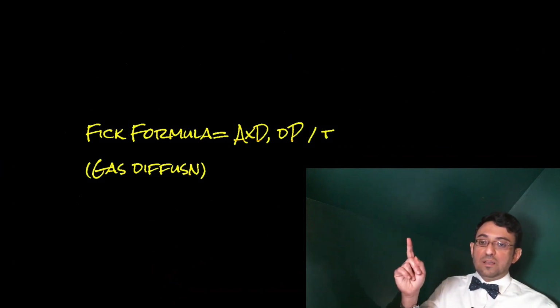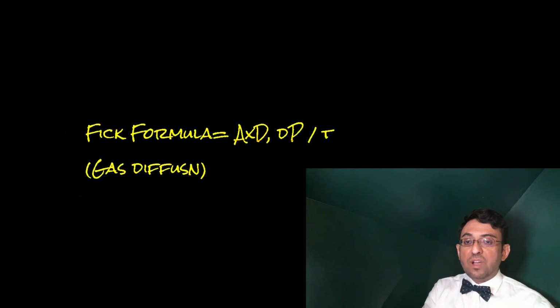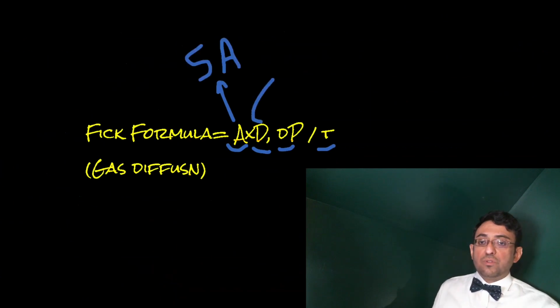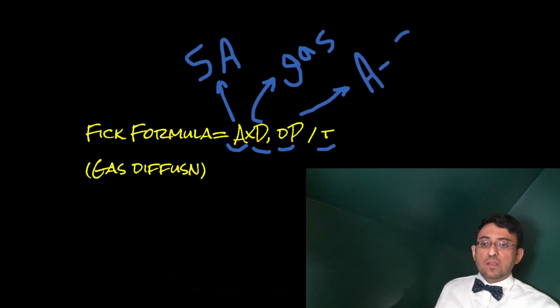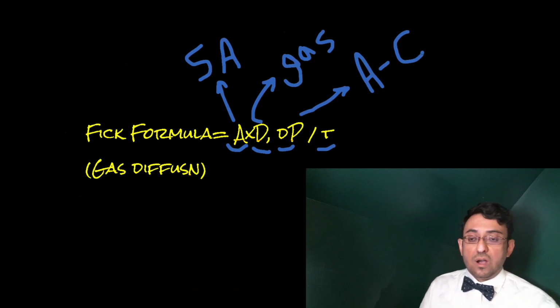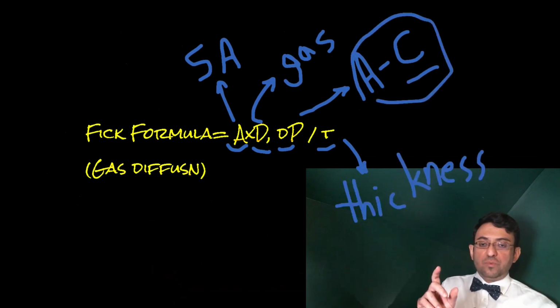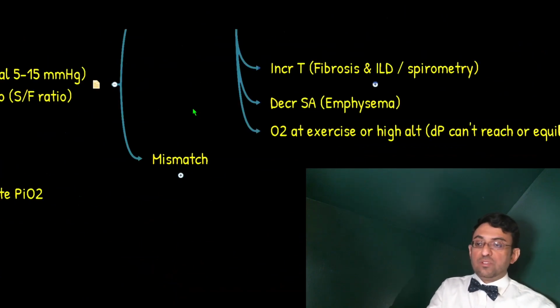Just remember, Fick's formula is memorized by the acronym ADAPT: A times D times delta P divided by T. So A is the surface area, D is the diffusion coefficient of the gas that does not change under normal circumstances, delta P is the alveolo-capillary gradient of gas, and T, of course, is the thickness of the alveolo-capillary membrane. Now, our focus will be mainly on the thickness factor and surface area. What condition is associated with decreased surface area in the Fick formula? That is emphysema, associated with destruction of alveolar wall.